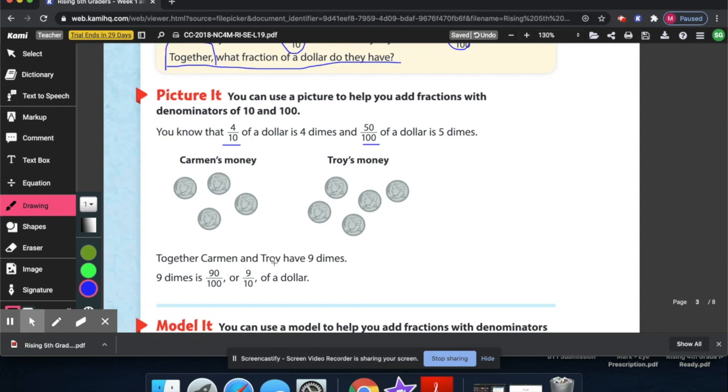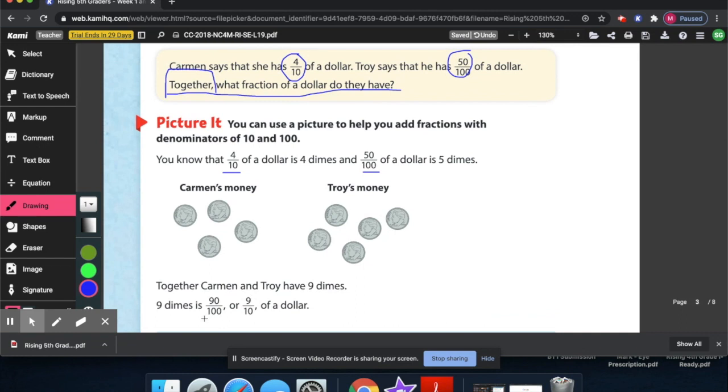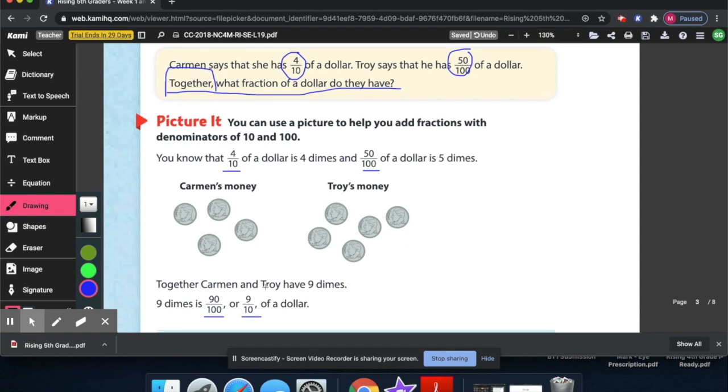Together, Carmen and Troy have 9 dimes. 9 dimes is 90 hundredths or 9/10 of a dollar. Okay, notice they put or, because remember we were talking about equivalent fractions, and 90 hundredths and 9/10 is an equivalent fraction.